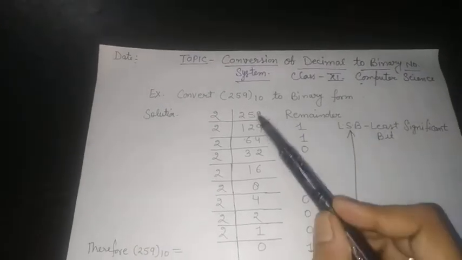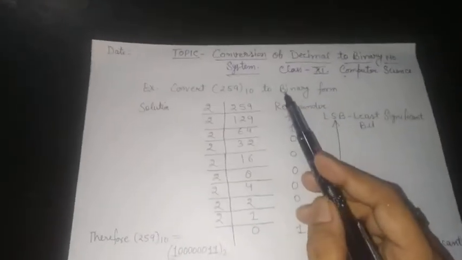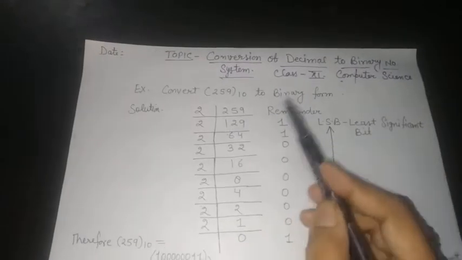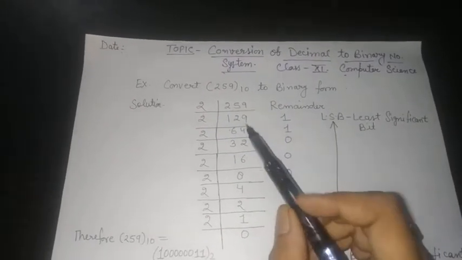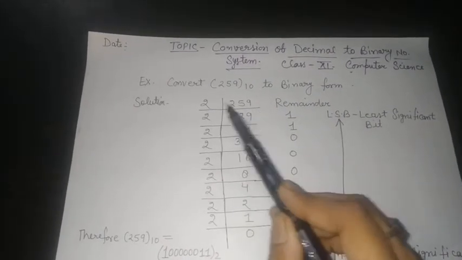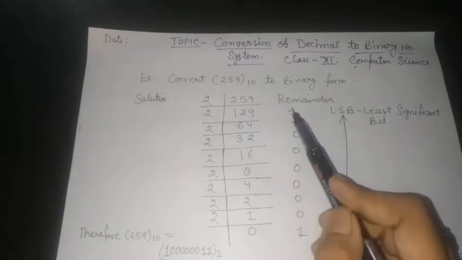Here we take the number 259, which we want to convert into binary form. So how can we convert this number into binary form? Firstly, we divide this number by 2, because binary numbers have 2 digits. So we divide 259 by 2, and we get the quotient 129 and remainder 1.